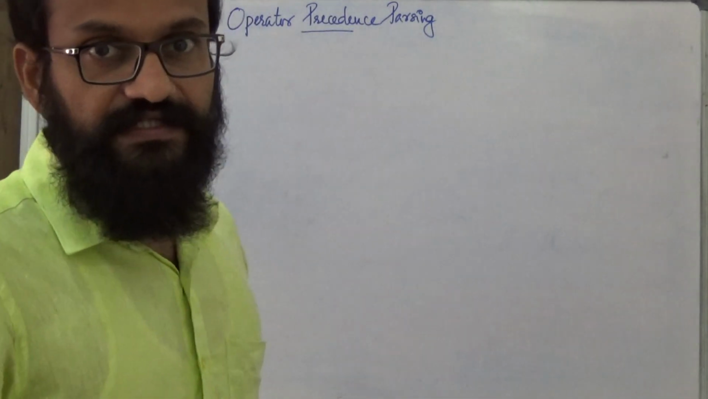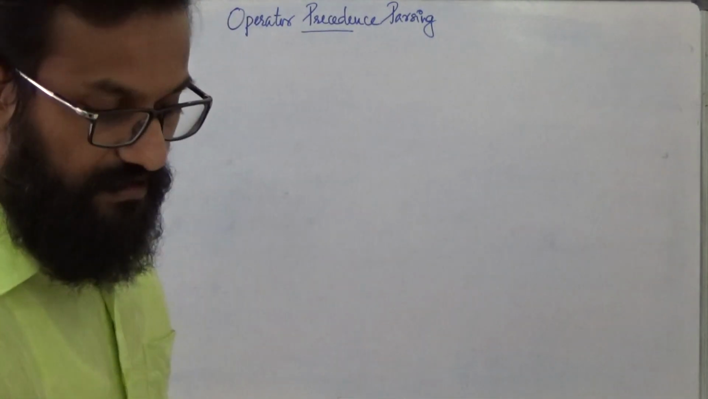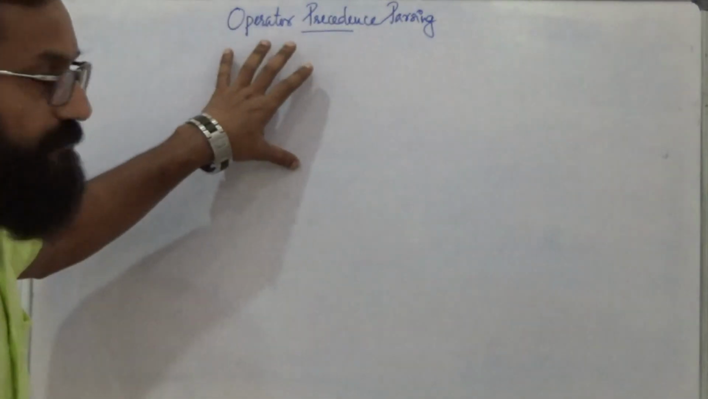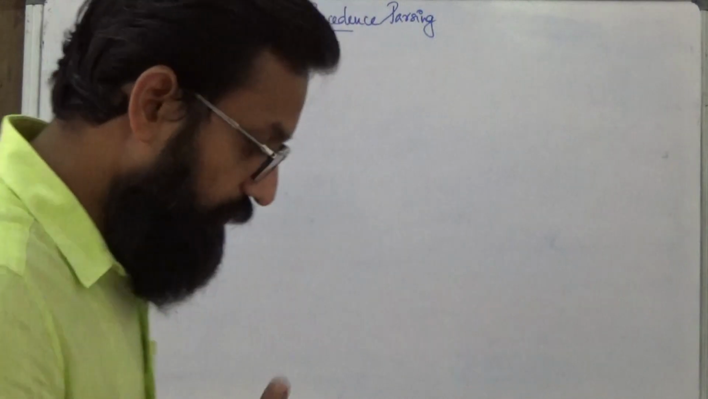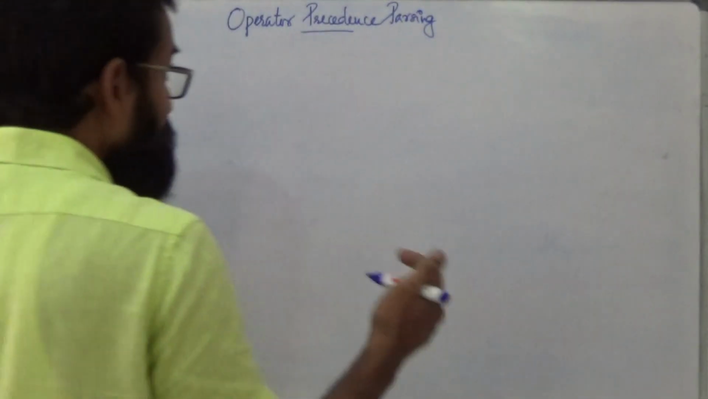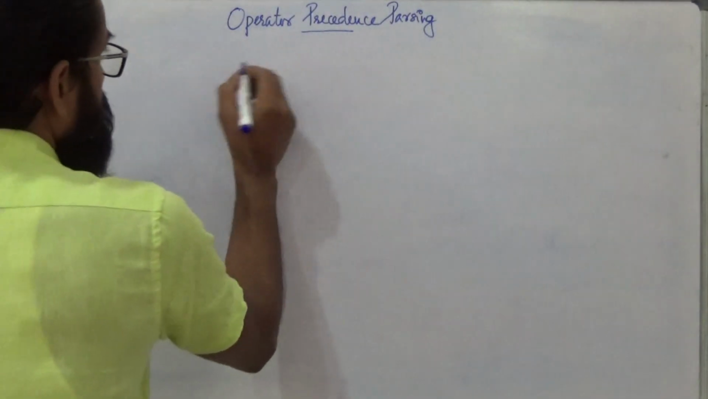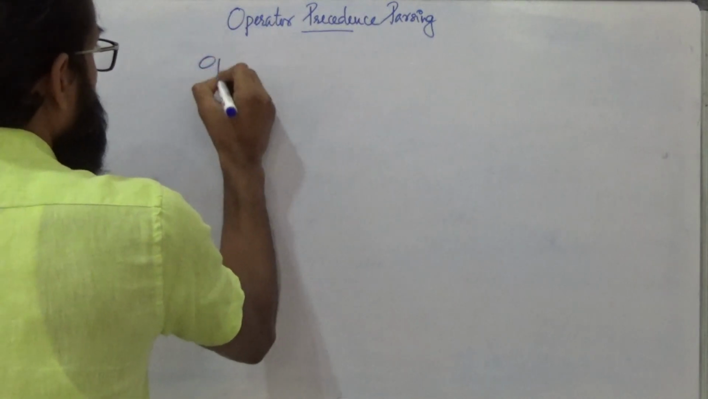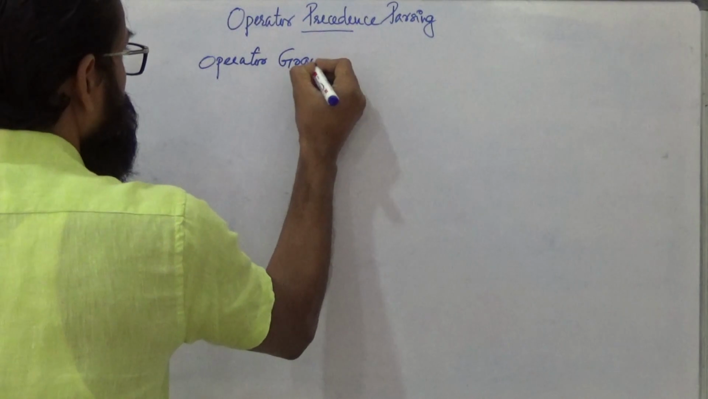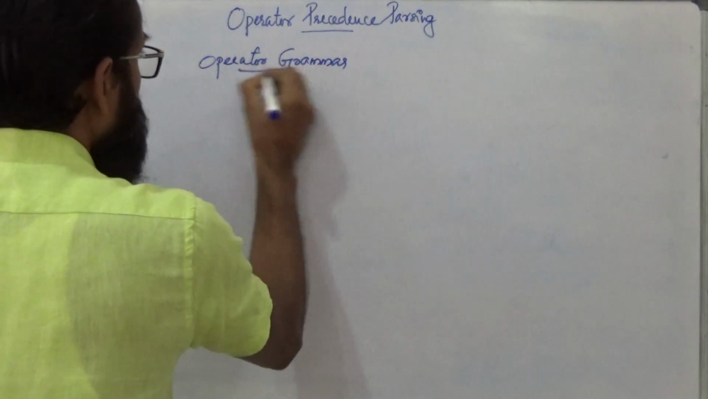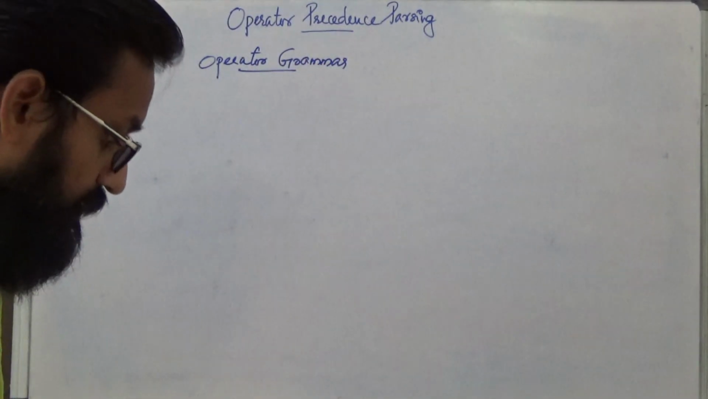This lecture deals with a simple shift-reduce parser, that is the operator precedence parser. Before moving to the operator precedence parsing technique, we have to define an operator grammar. So what do we mean by an operator grammar?